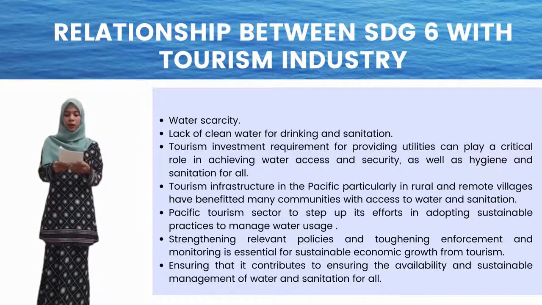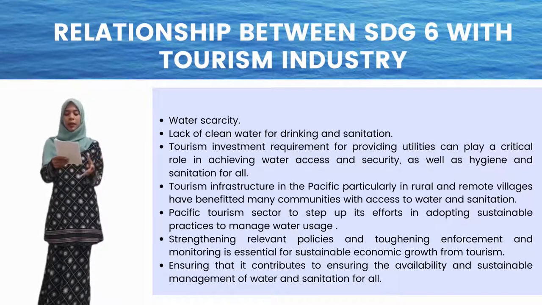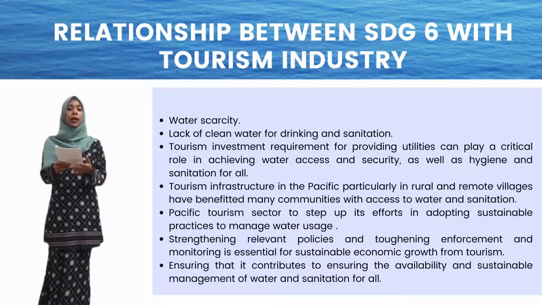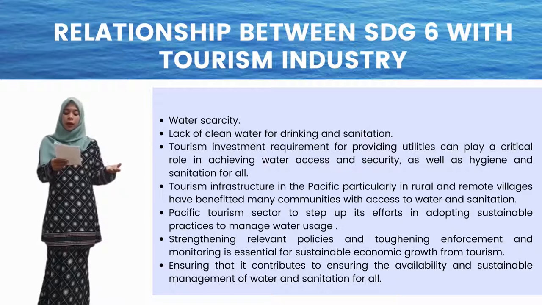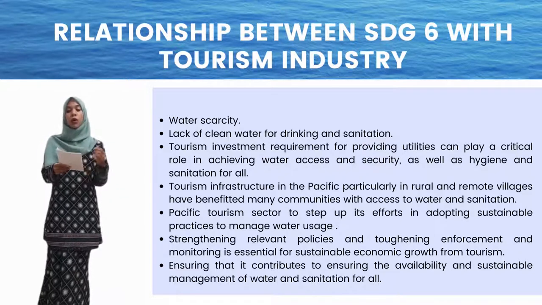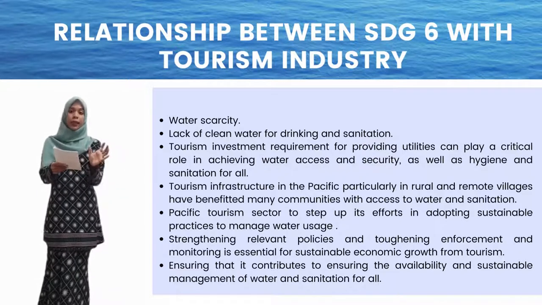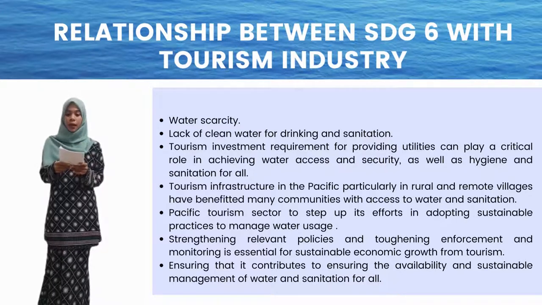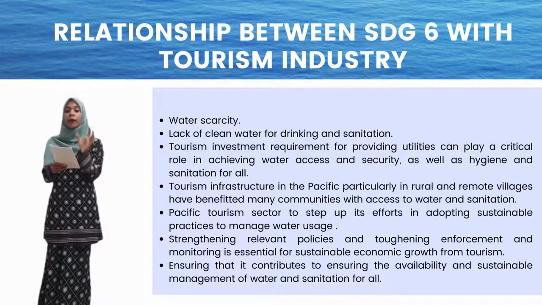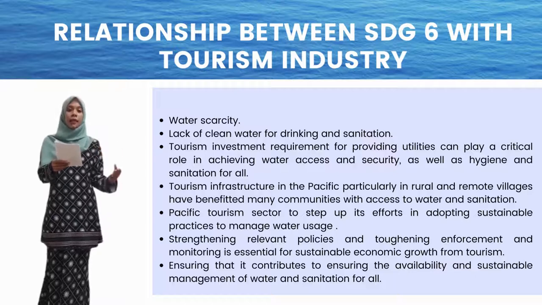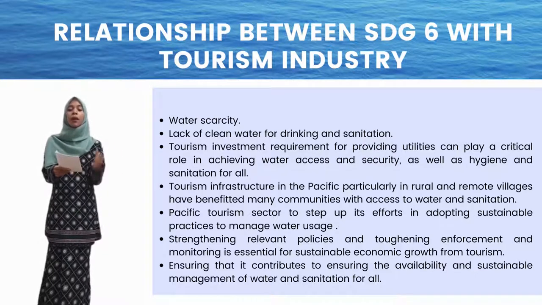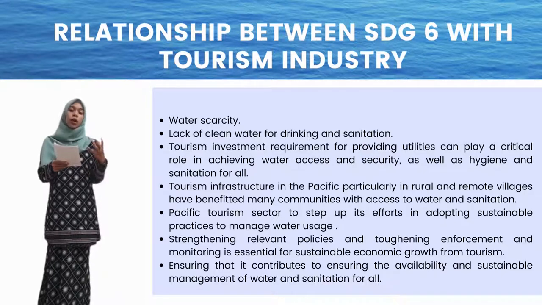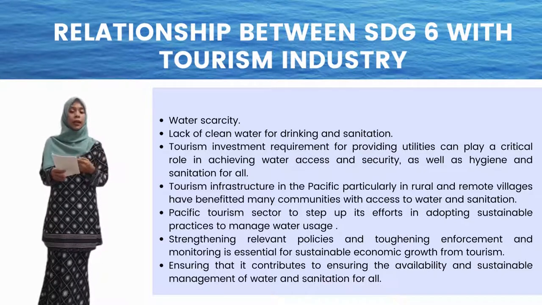Next is the tourism infrastructure. In the Pacific, particularly in rural or remote villages, this has benefited many communities with access to water and sanitation. The key to a thriving tourism industry in the Pacific also relies heavily on access to safe drinking water and hygiene. However, water is a precious resource across the Pacific, so we need to take good care of these resources.